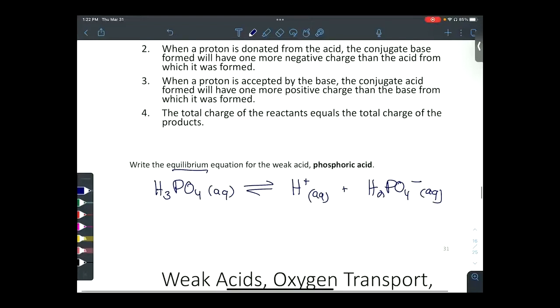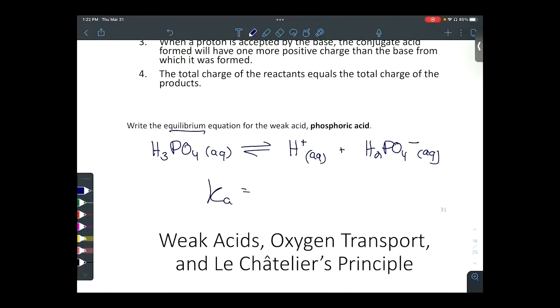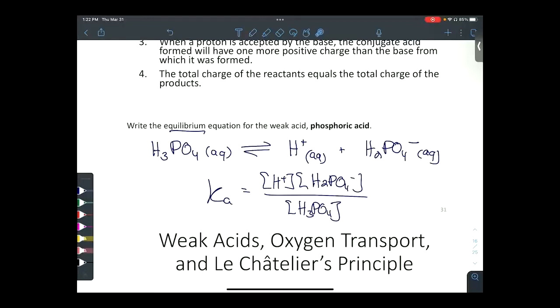And you can also write the Ka expression for this as well, right? The Ka expression for this would just be products over reactants. So we would write the concentration of H+, times the concentration of H2PO4 minus, over the concentration of H3PO4. All right, and so I would say the big takeaway here for writing these equilibrium equations for any acid is that you're just taking off one proton, because it can be tricky here. This acid has multiple H+, so I think the common mistake would be to rip off all of them at the same time, but that doesn't happen.